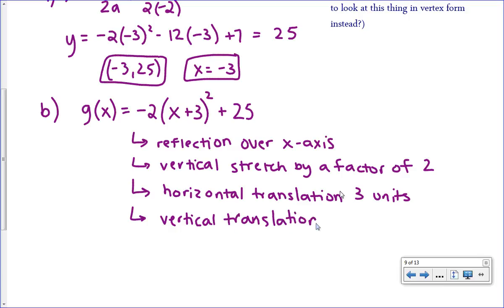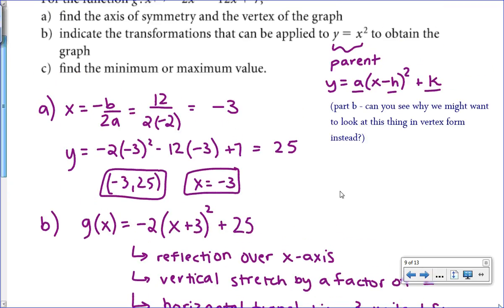Translation. Up 25 units. And I should have said for the horizontal that it was 3 units to the left, because remember, when it says plus 3, you actually go to the left. So that's how we are going to write this thing in vertex form and then use that to describe the transformations. And then part C says find the minimum or maximum value.